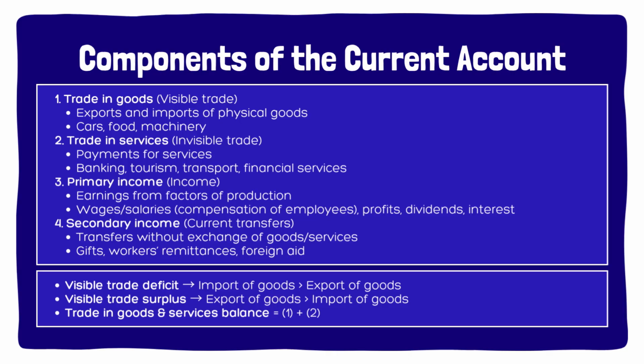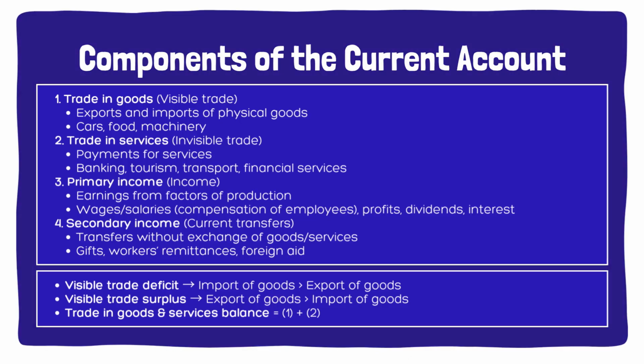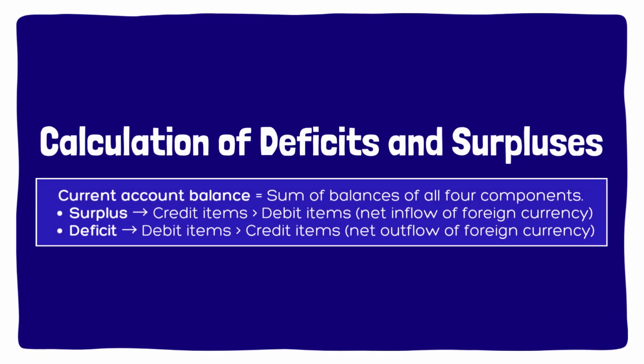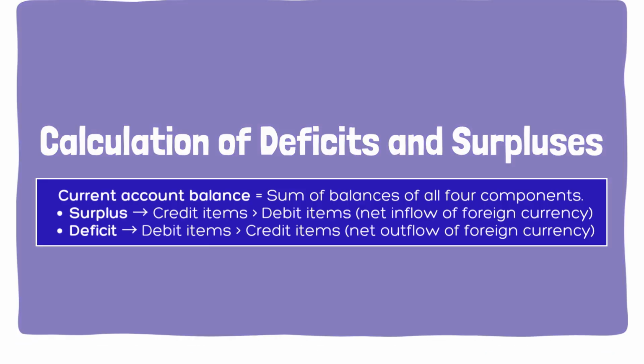The fourth component is secondary income, which includes transfers where nothing is received in return, such as foreign aid, charitable donations, and workers' remittances. In many developing countries, money sent home by workers abroad forms a very important part of secondary income. When the balances of all four components are added together, the result is the current account balance. A current account surplus occurs when credit items are greater than debit items, while a current account deficit occurs when debit items exceed credit items.